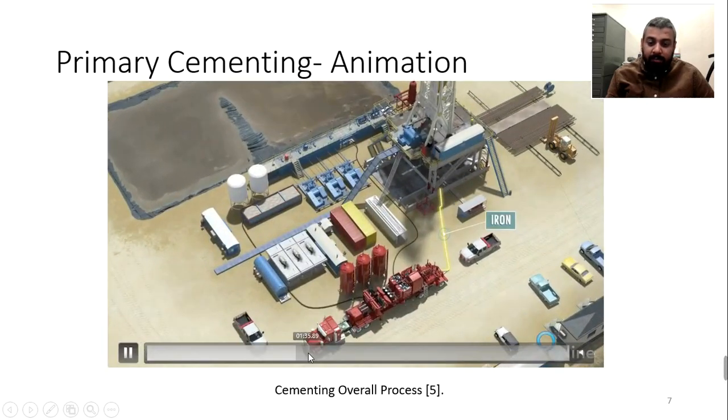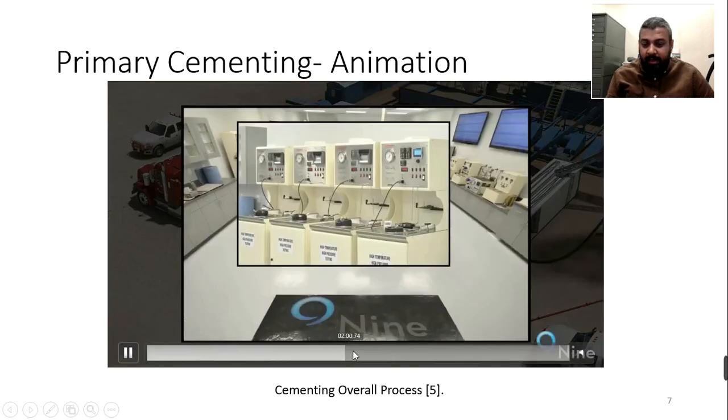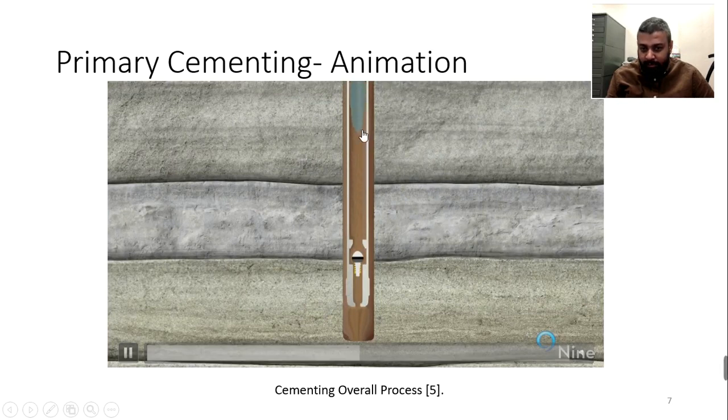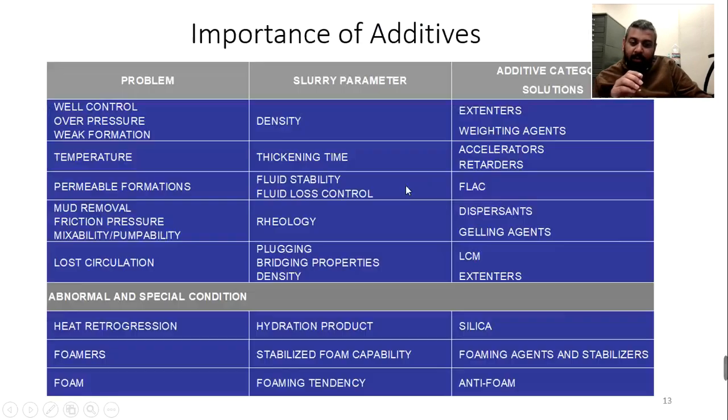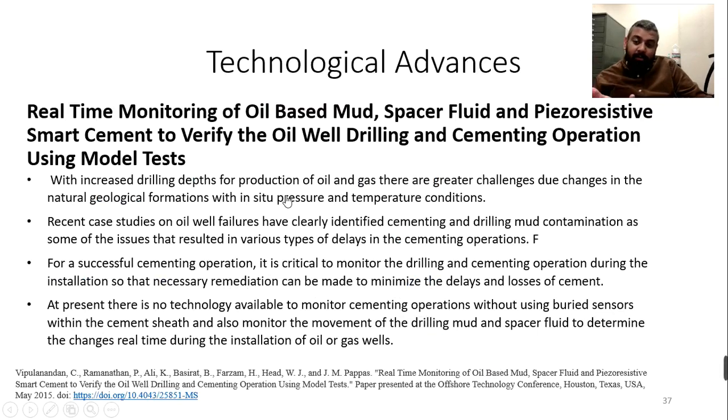We want to monitor in real time where exactly the spacer is right now, where exactly the mud is right now, and whether the mud has settled down. Right now it is all based on our assumption at the surface. So we want the exact location of where the spacer is, where the mud is, and where the cement is. All this information in real time, we want to look at it. So these are the technical advances they are working on.